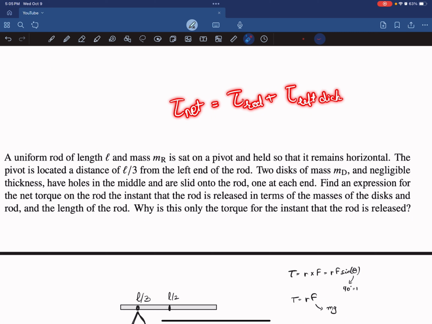So here I will solve this question. We have a uniform rod of length L and mass Mr that is set on a pivot and held so that it remains horizontal. The pivot is located at a distance of L/3 from the left end of the rod. So this is what our system looks like.